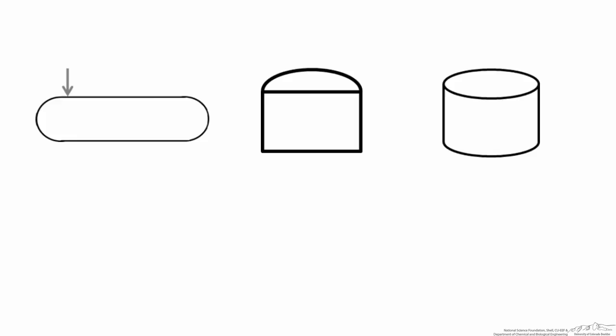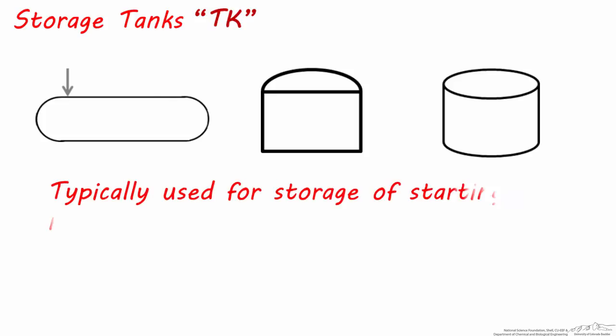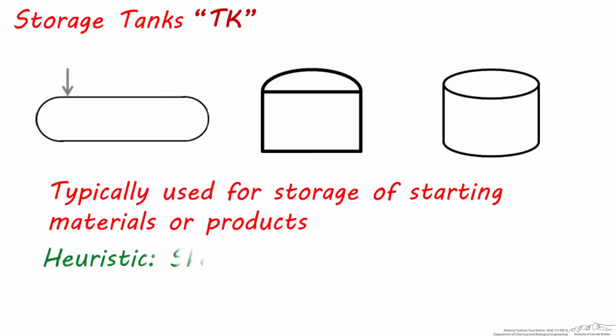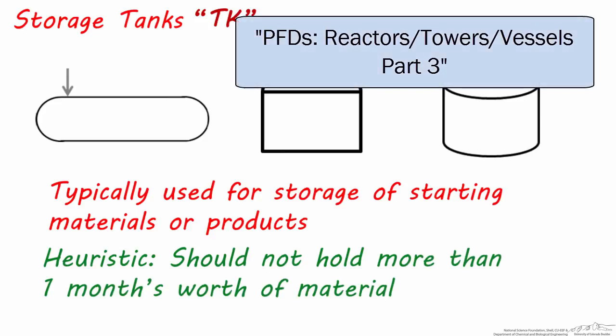These next symbols are ones you don't see frequently in a process flow diagram and are technically not required to be included. Do you know what these are? These are symbols for storage tanks, and they have the letter abbreviation TK. It's important to remember that these are not accumulators or surge tanks. Instead, these are typically used for the storage of raw materials, starting materials, or products. As a general rule of thumb, these should hold no more than 1 month's worth of material. You might see any one of these variations on a process flow diagram. You might notice that these symbols do accurately represent what storage tanks might look like in a plant.